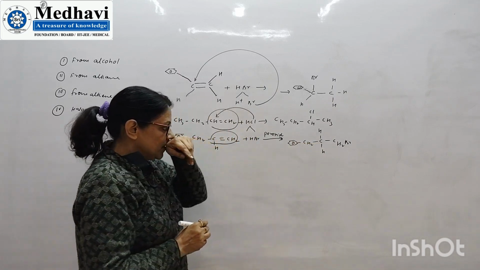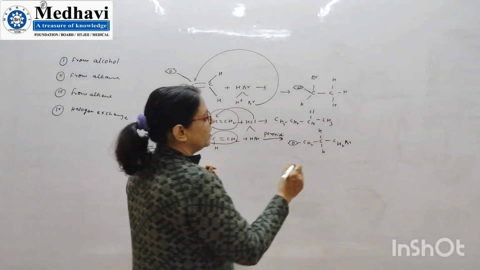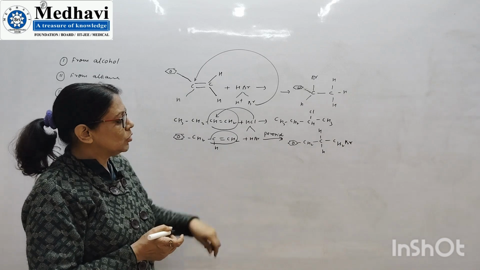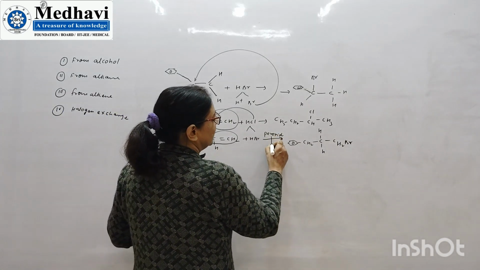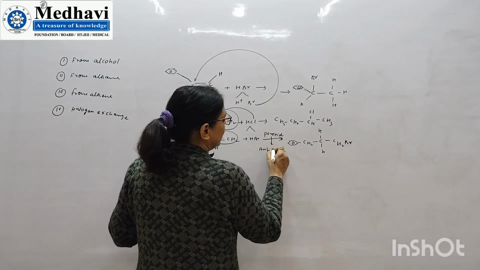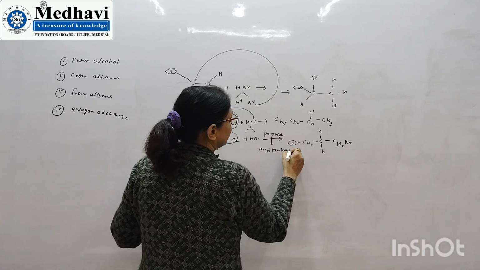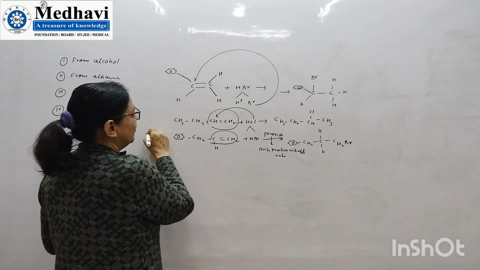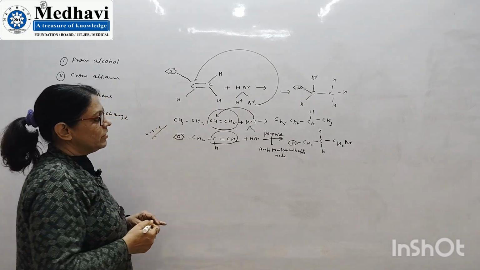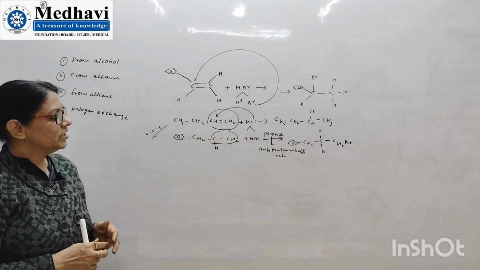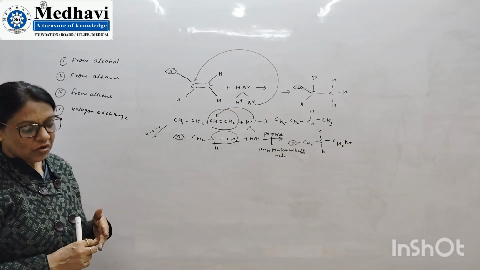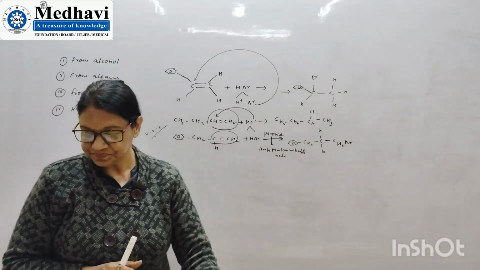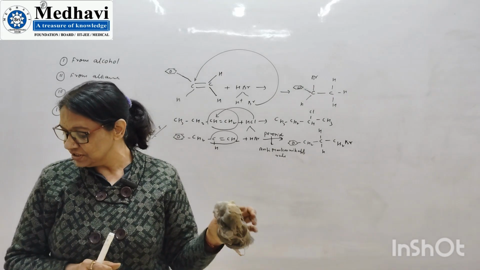So these questions go according to Markovnikov rule, and the peroxide effect is also known as the anti-Markovnikov rule. Very, very important. Be careful when such questions are given in the board exam or in the competition exam. Next part is from halogen exchange.